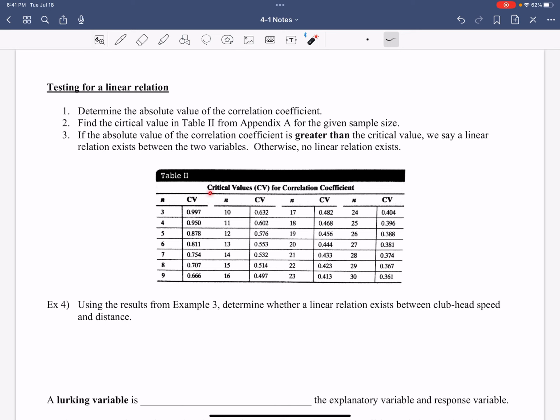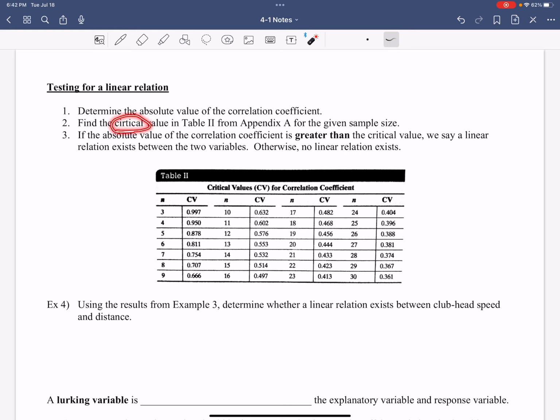So we can look at this critical values for the correlation coefficient chart. First thing, we want to get the absolute value of the correlation coefficient. So just make it positive, whether it's positive or negative, right? I'm not concerned if it's going a positive slope or a negative slope. I just want to know how tight the data is.